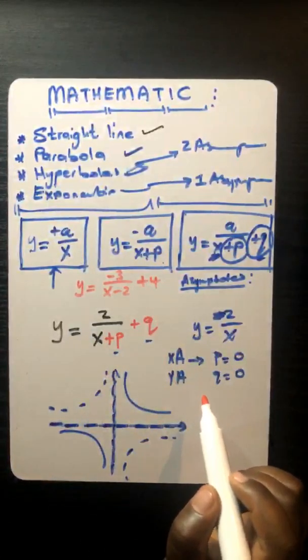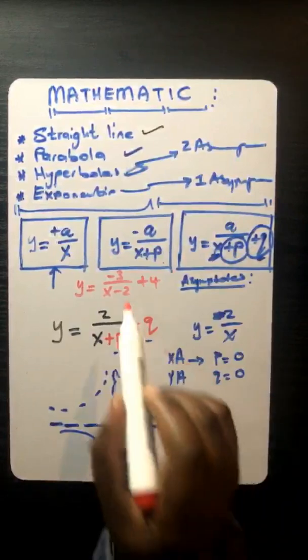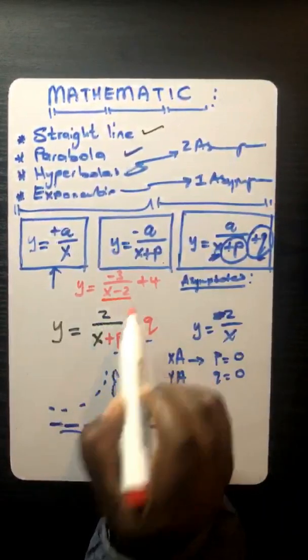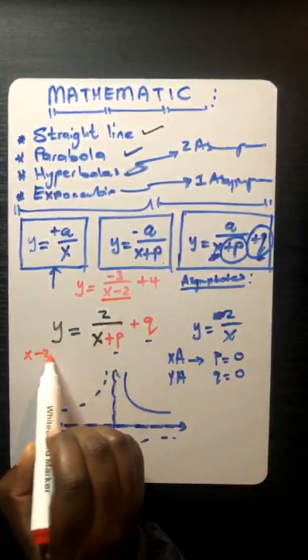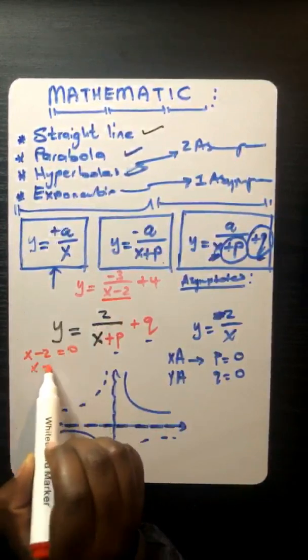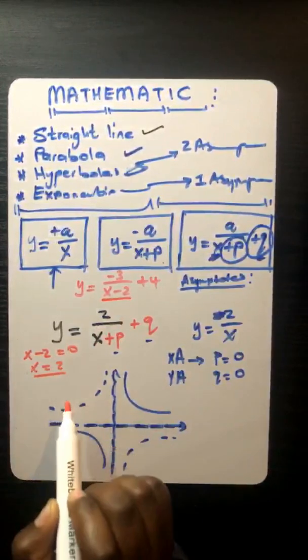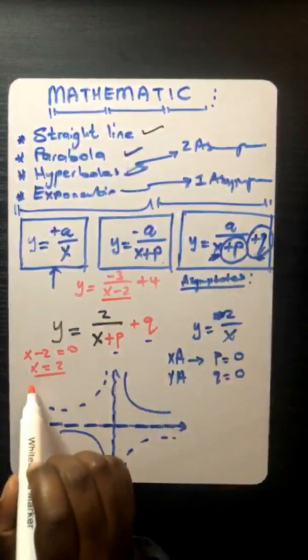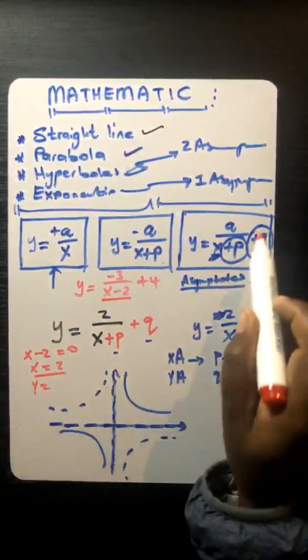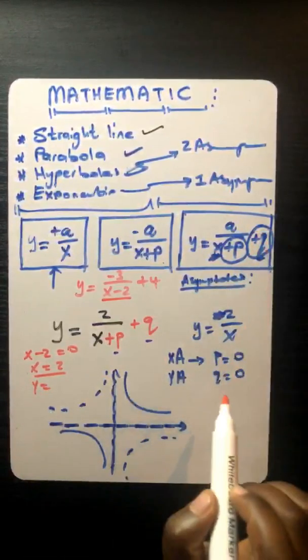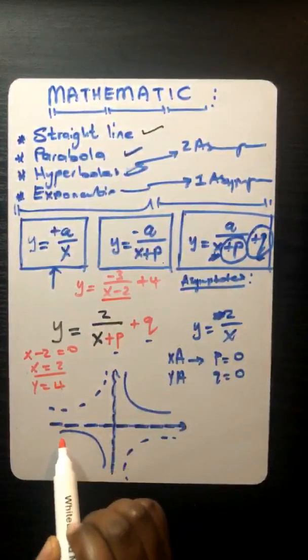If the question says, what are the equations of your asymptotes? Remember, always for this one of x, you must equate it to 0, and then you solve for x being positive 2. But for this one, you take it as it is. So that means y, in that case, is going to be equal to 4.